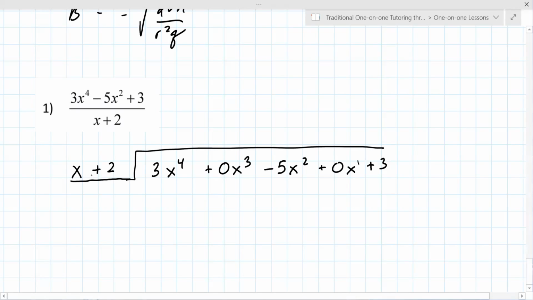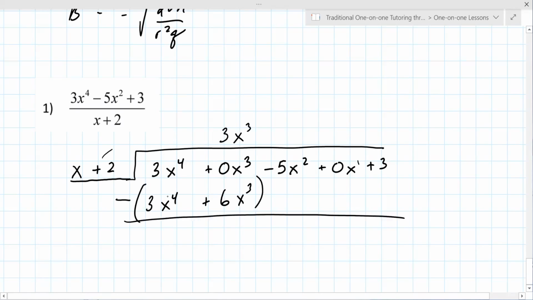So the first thing is you try to figure out, how do I get 3x to the fourth from x? It's 3x cubed, so you put it in the x cubed column and multiply. That's 3x to the fourth plus 6x cubed. And then this is the most important part: you subtract both of these, so you put them in parentheses.